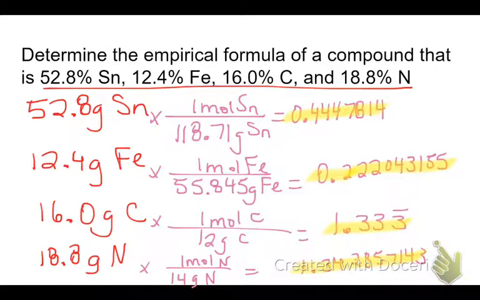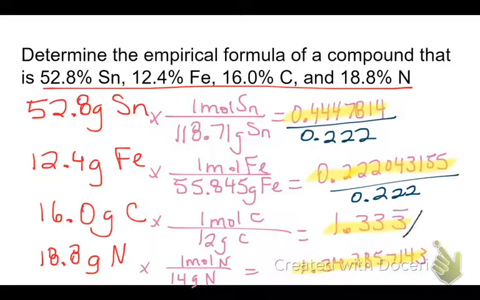So we're going to go ahead and divide each of those numbers by 0.222. So we're going to take the first one and divide it by the 0.222 number. We're going to take the second one and divide it by itself. We're going to take the third one, divide it by the 0.222, and same thing with the fourth one. All right, from here, go ahead and pause the video. I'll pause the video and then I'll write the answers down.